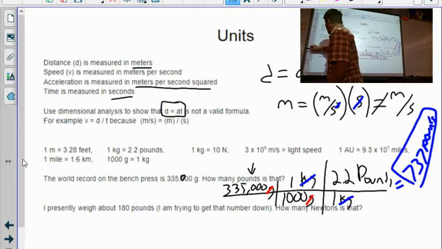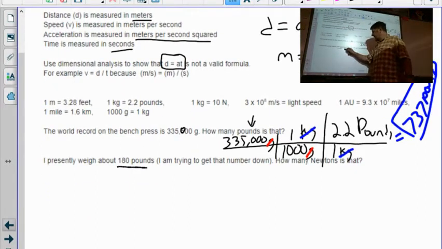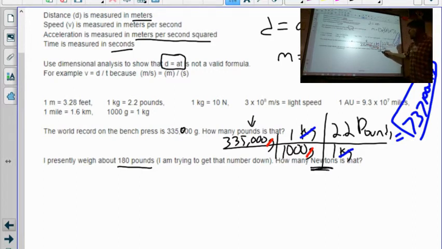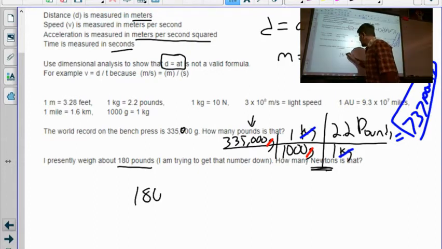All right, and then for this one down here, I presently weigh about 180 pounds. I am working on that. How many newtons is that? So newtons is a measure of force, and weight is a force. So pounds is a force, newtons is a force. So I have 180 pounds.